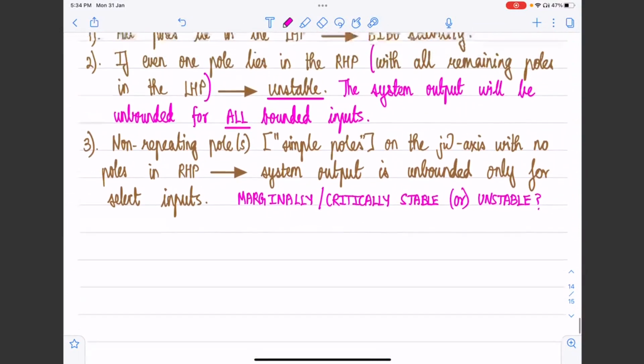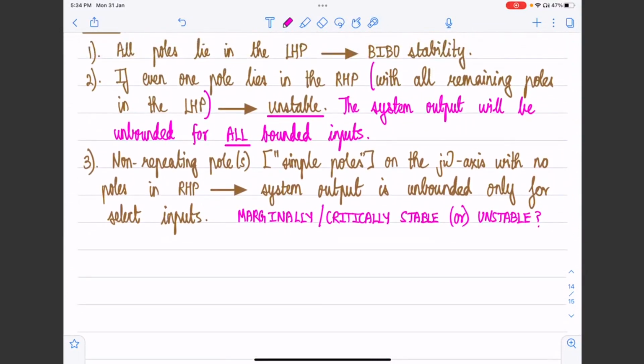Now there is a fourth case, when there are repeating poles on the j omega axis. Suppose there are two poles at the origin. It can happen. So let's say there are repeating poles on the j omega axis and no poles in the RHP. What happens?